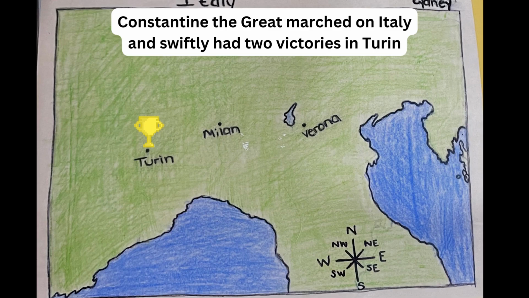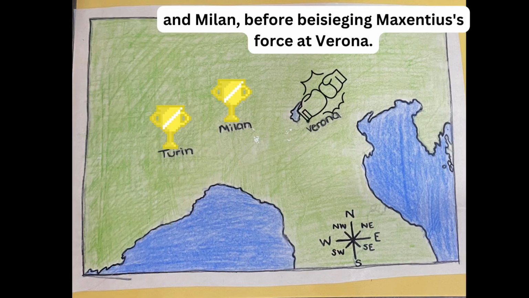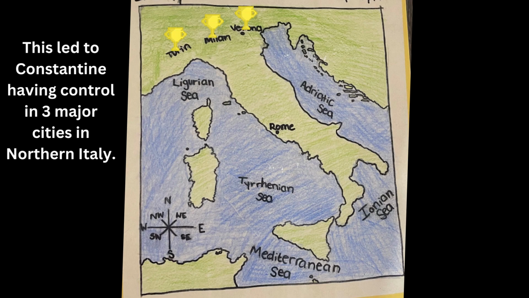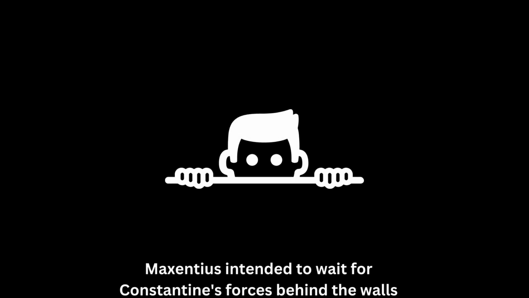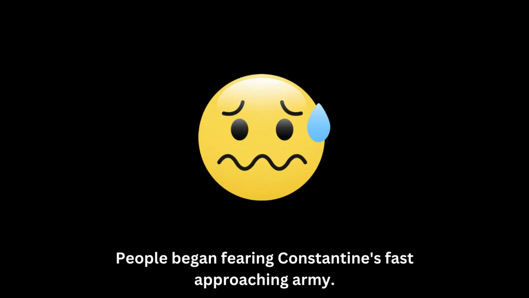The battle. Constantine the Great marched on Italy and swiftly had two victories in Turin and Milan before besieging Maxentius' forces at Verona. This led to Constantine having control over three major cities in northern Italy. After his victories, he began his march on Rome. Maxentius intended to wait for Constantine's forces behind the walls of Rome, cutting off all bridges into the city. People began fearing Constantine's fast-approaching army.